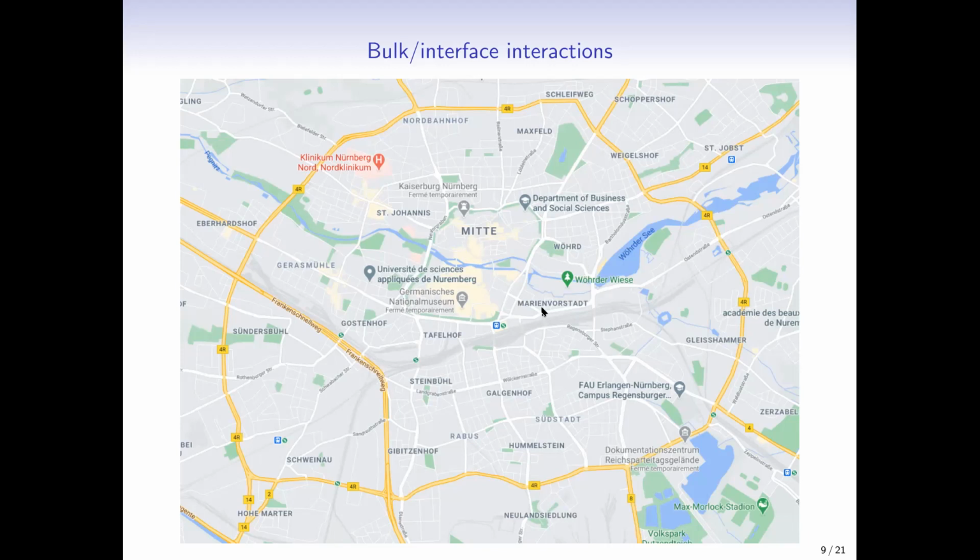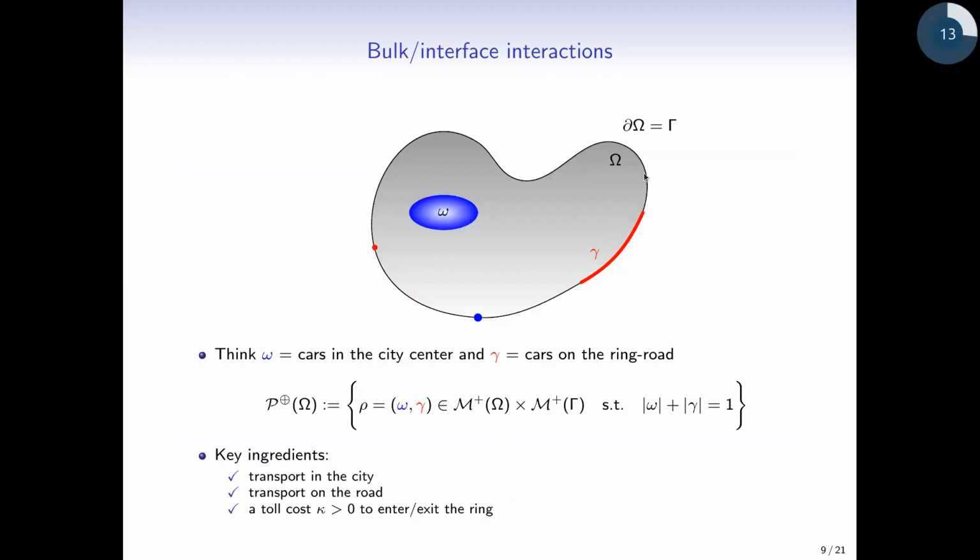And then you want to keep track of the cars on the ring road and inside the city, but they're allowed to move from the road to the city and vice versa. So this is what I want to do, right? So I want to build a model based on optimal transport and on this idea that there's a bulk and an interface that talk to each other. And the way to do that more rigorously is as follows. So here I have my domain omega. Let me recall once again that omega is compact. So the boundary of omega is included in omega, actually. And let me call capital gamma the boundary itself.